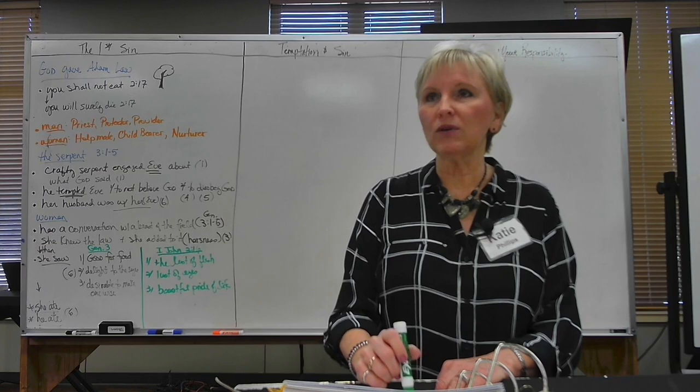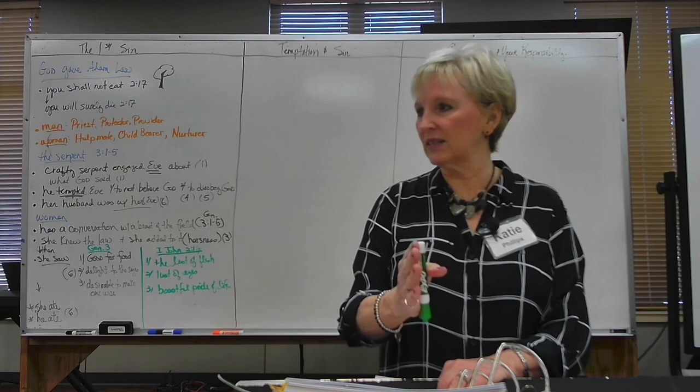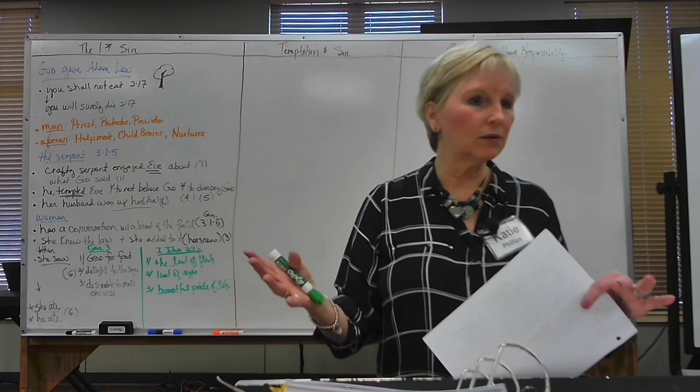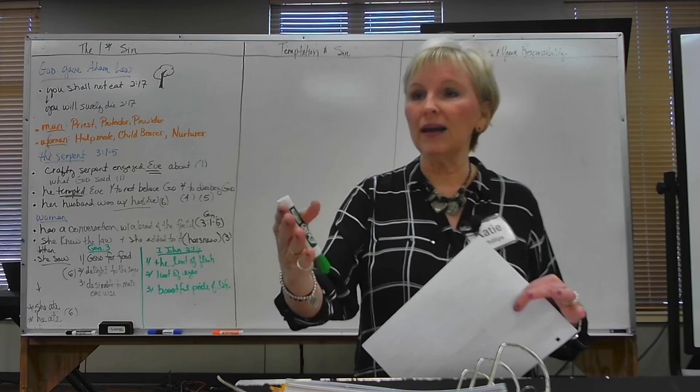What's interesting is that right off the bat, moving from chapters 1 and 2 into chapter 3, the very first thing we see happen is that when a temptation came, the entire system broke down. Everything broke down. She misquotes God. She doesn't believe God. She doesn't obey God. She doesn't ask her husband, and she's not the companion to him that she's supposed to be. She's not the lead. She's the follow.